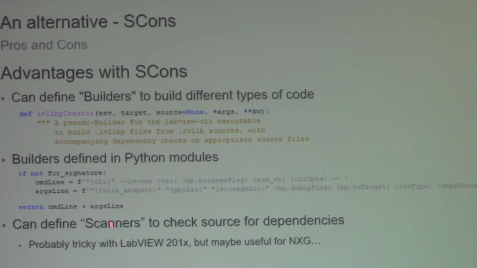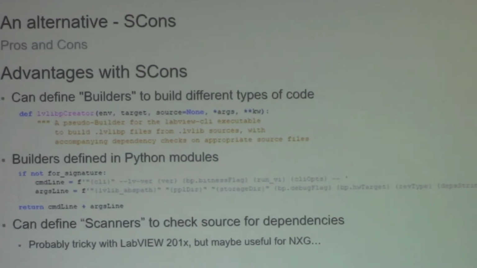In principle, you can define scanners to check for dependencies of your source. In NXG, this might be more useful because you can pass your source code a little bit more easily. In current generation LabVIEW, it's a little bit tricky to programmatically pass without opening a project and loading through LabVIEW your dependency list. So I use directory structure to determine my dependencies.